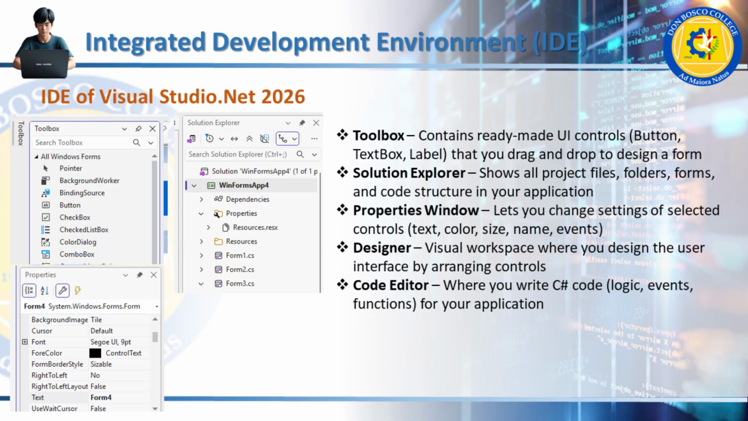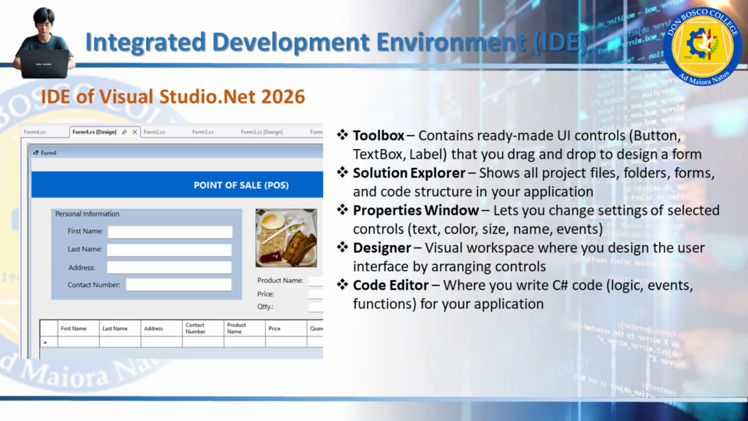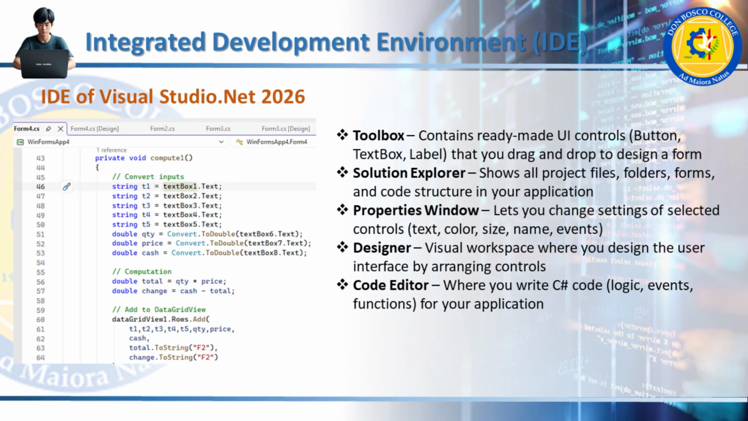The Toolbox contains ready-made UI controls such as button, text box, and label that you can drag and drop to design a form. The Solution Explorer shows all project files, folders, forms, and the overall code structure of your application. The Properties window allows you to change settings of selected controls such as text, color, size, name, and events. The Designer is the visual workspace where you design the user interface by arranging controls, and the Code Editor is where you write C# code, including logic, events, and functions for your application.